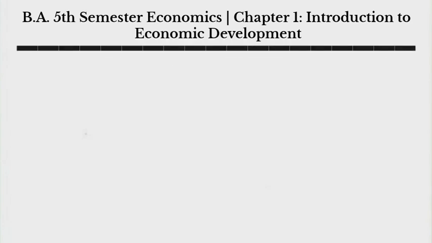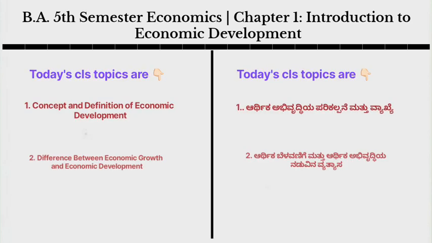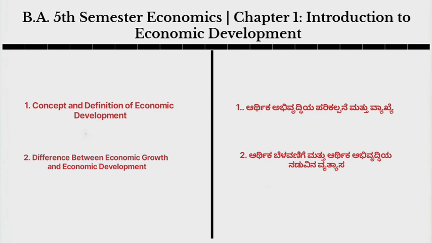In our last video, we looked at the complete BA 5th semester economics syllabus, including Paper 1 and Paper 2. We saw the complete syllabus of Paper 1, Development Economics, and Paper 2, Public Economics. From today, we are going to start our chapter-wise classes and detailed notes one by one. So, without wasting any time, let's start today's class.